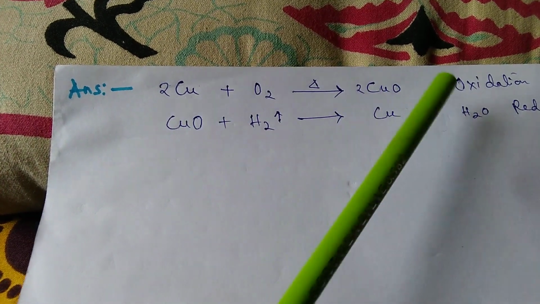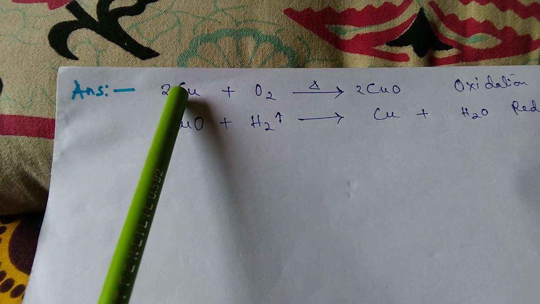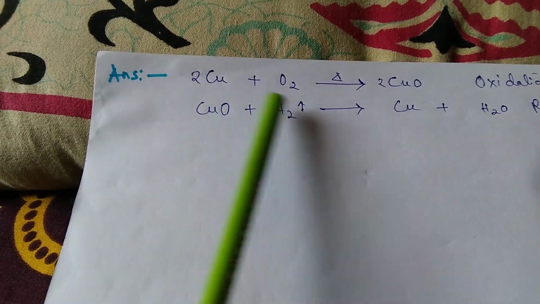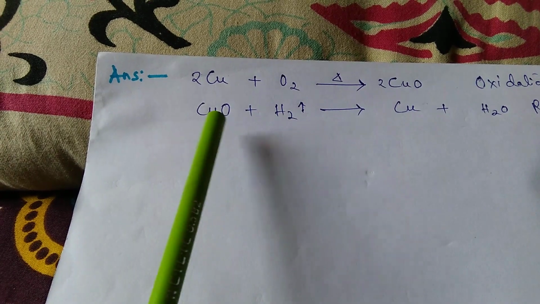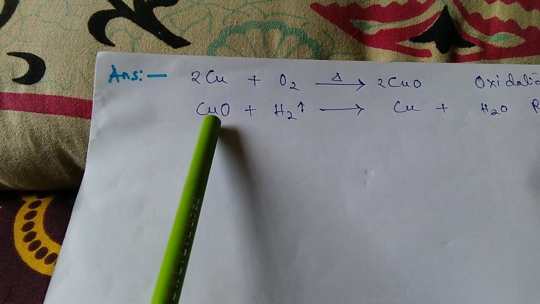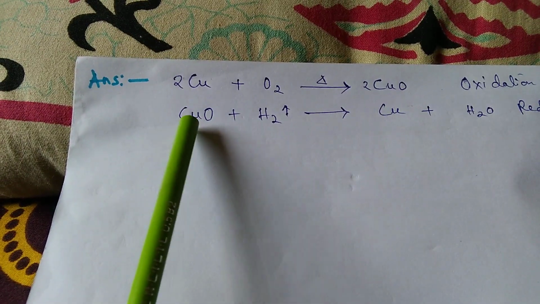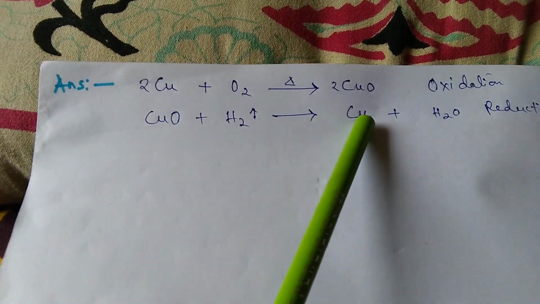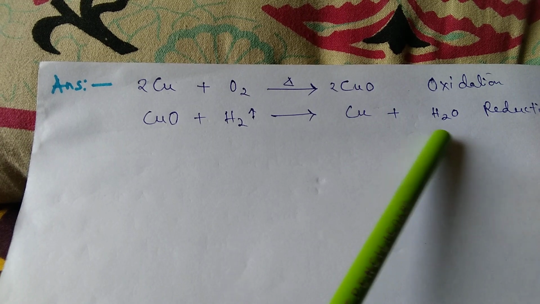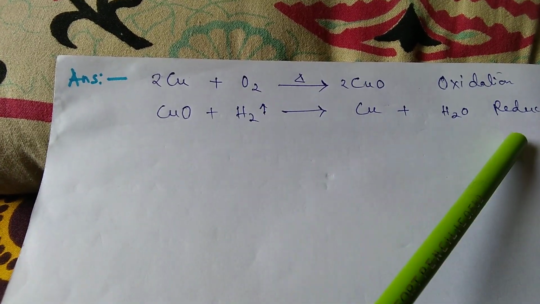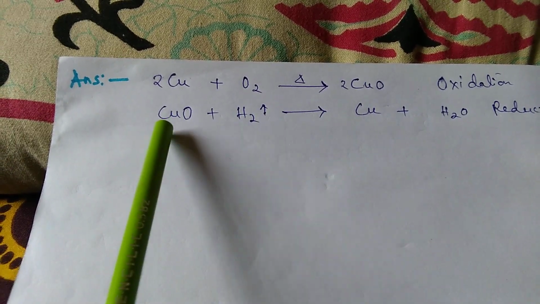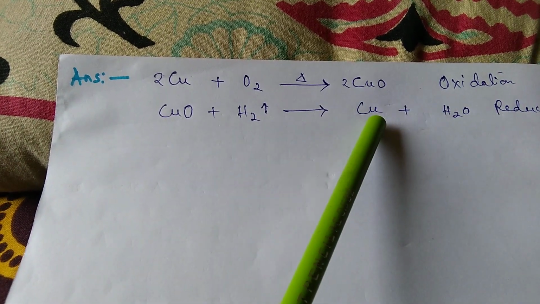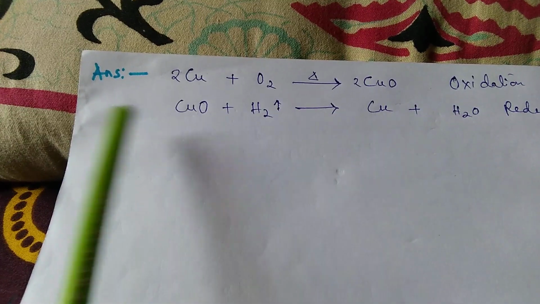This reaction is an oxidation reaction. Why? Because oxygen is added to copper. Now if we pass hydrogen gas over the heated substance produced, that means copper oxide, it is reduced. That means copper oxide is reduced to copper and water is also formed. Okay, that means this is a reduction reaction. And the brown color is formed again because copper oxide is reduced to copper, which is brown in color. Okay, this is the last reaction.